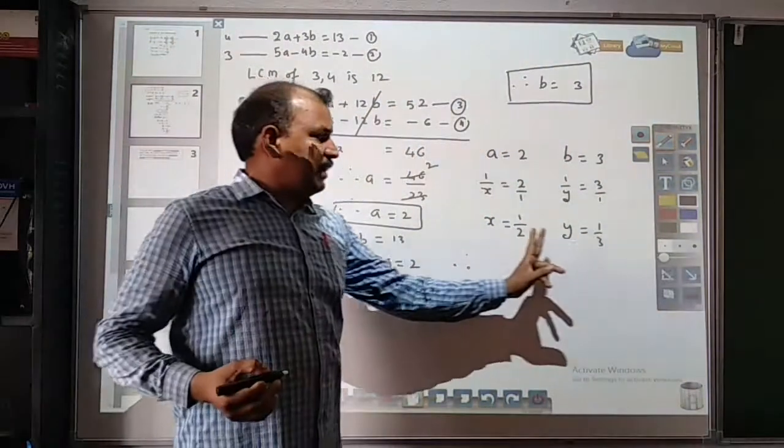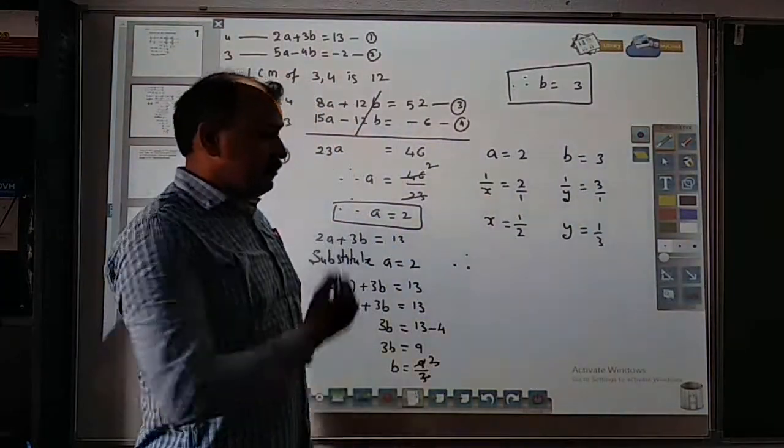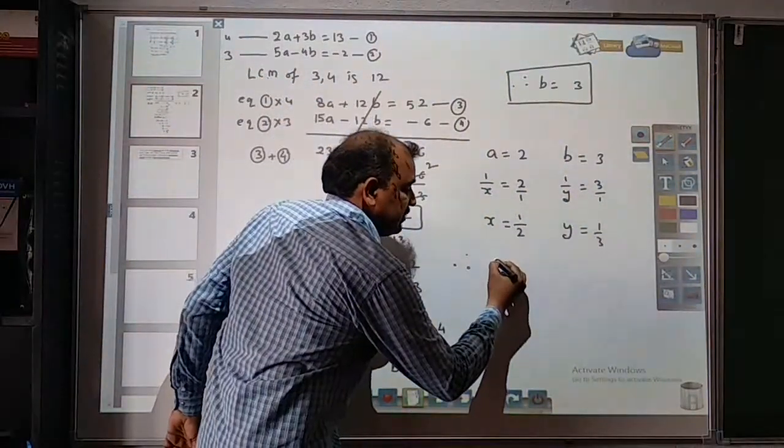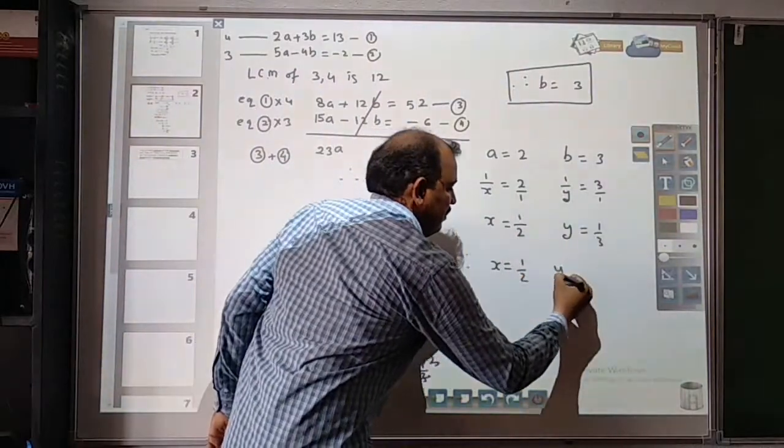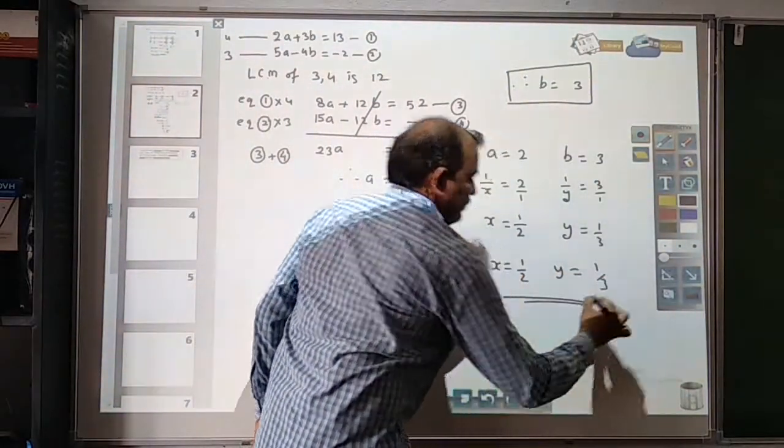Therefore, these x, y are the required solution for the given pair of linear equations. Therefore, x is equal to 1 by 2, y is equal to 1 by 3. This is the required answer.